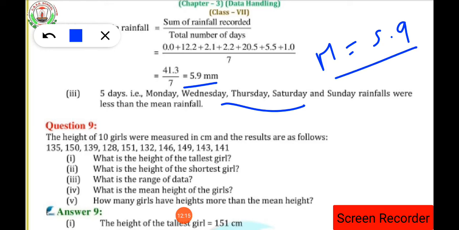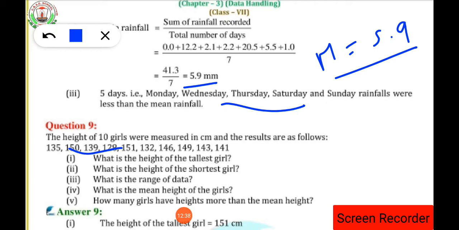Clear? Next question. The height of 10 girls were measured in centimeter and the results are as follows. So here the data is given. What is the height of the tallest girl? That means the highest height of the girl. Observing the data, which one will be the highest height? Can you tell me?